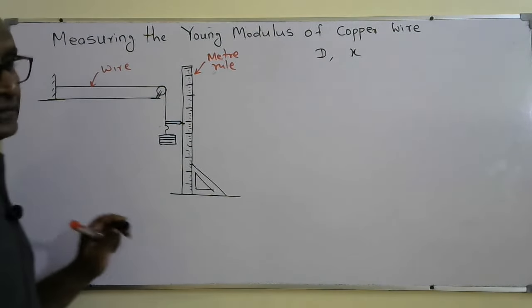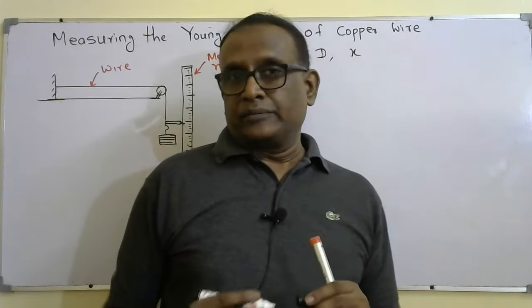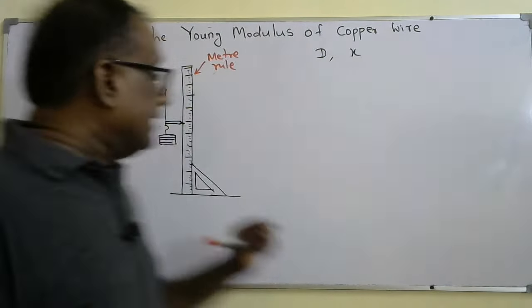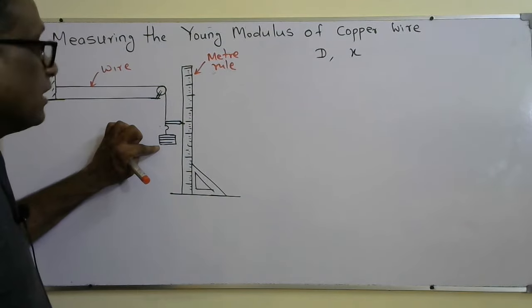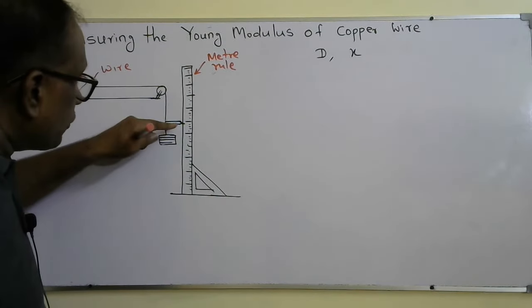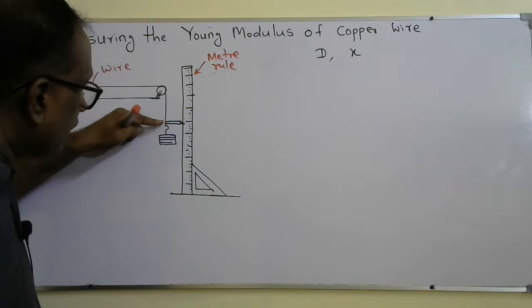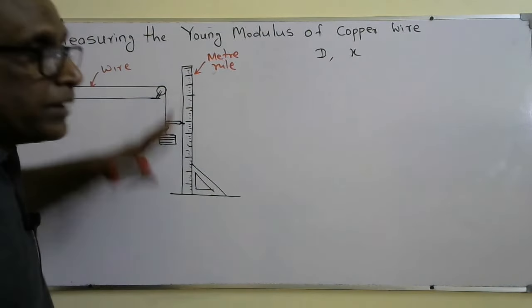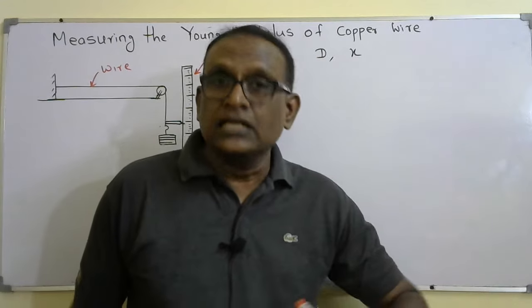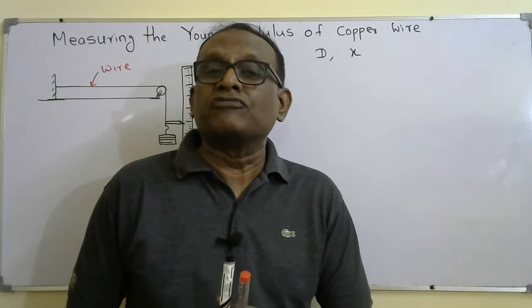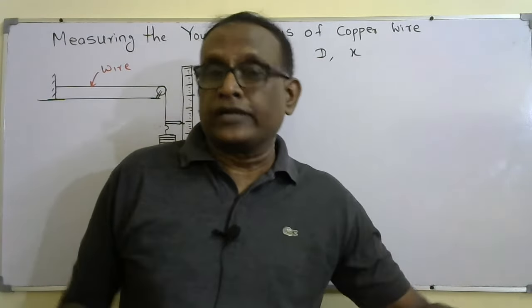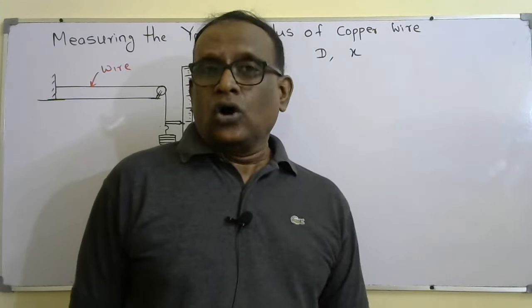Then apply different known weights and the wire will extend. So you must know the initial position from the ruler. When you apply force, the pointer will go down. By subtracting, you can measure the extension. So apply different forces, and for each force measure the corresponding extension. That's all for the practical.